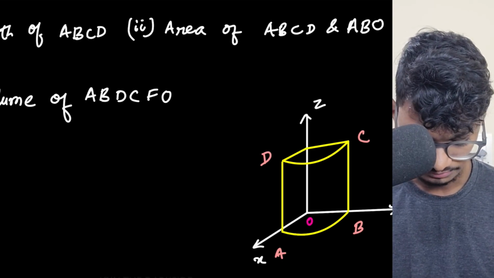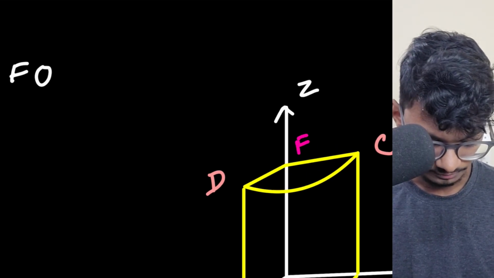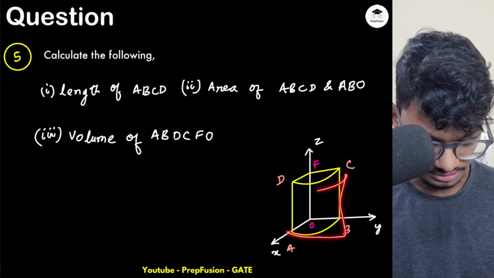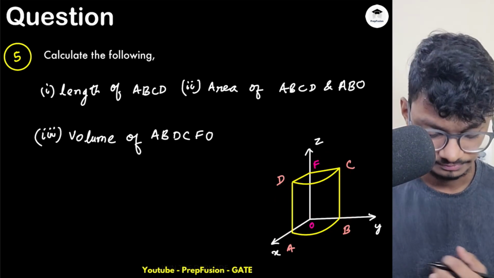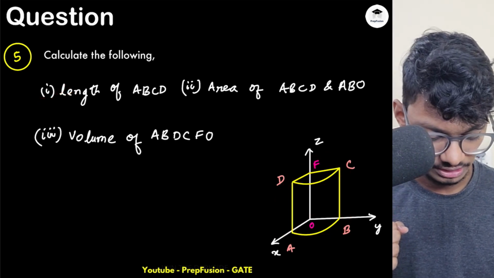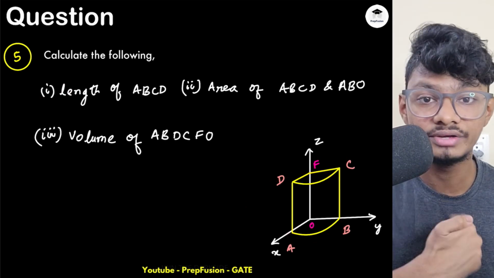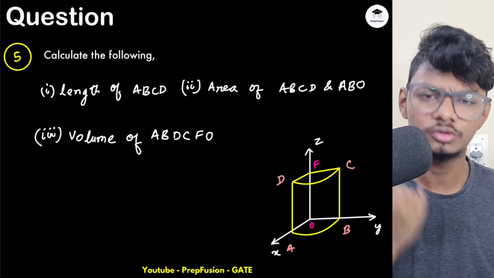F will be this. Actually, F will be this. ABCD, F, and O. This whole closed surface, right? The volume of this. So first we'll go with the length of ABCD. How will we do this? So there are two ways to go about it.